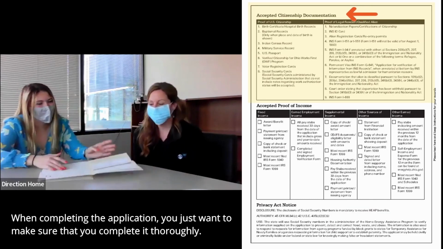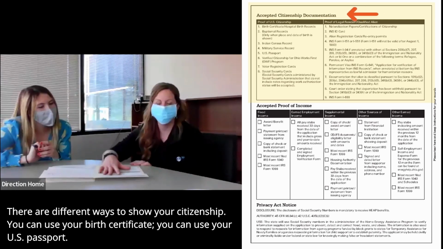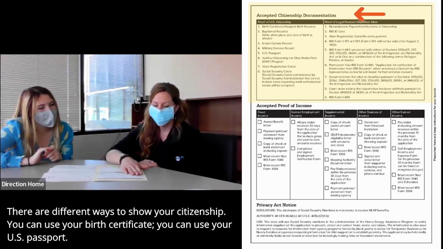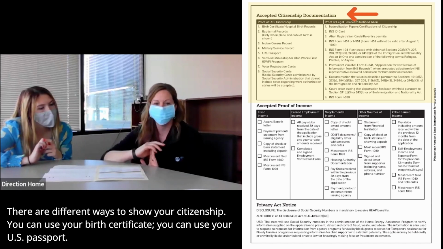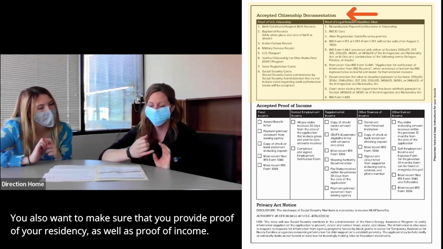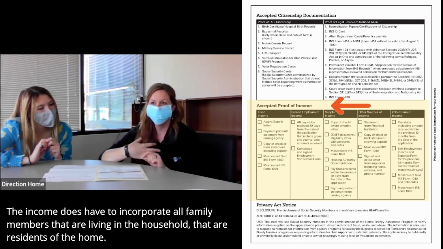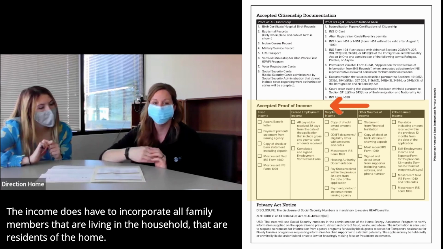When completing the application, you just want to make sure that you complete it thoroughly. There are different ways to show your citizenship. So you can use your birth certificate, you can use a US passport. You'll have to take a look at that and see what you have. You also want to make sure that you provide proof of your residency as well as proof of income.